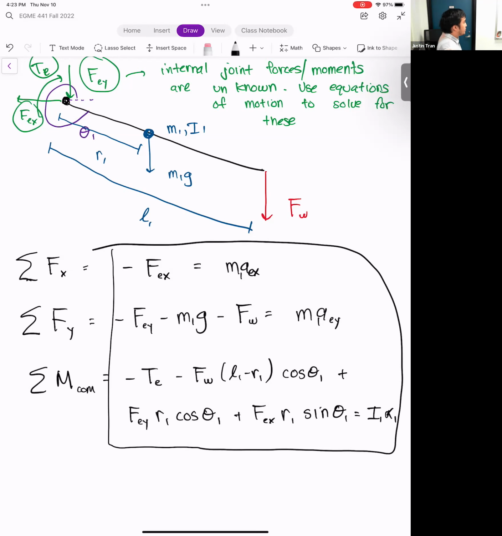So these three equations here are our equations of motion. And so these are going to give us three equations to solve for our three unknowns, right? So FEX, FEY, and TE are the unknowns that we can solve from these equations. The only issue with these equations is that the accelerations of the lower arm, its linear accelerations, we have to actually compute based on the joint kinematics. And so we're going to do the same thing that we did last time.